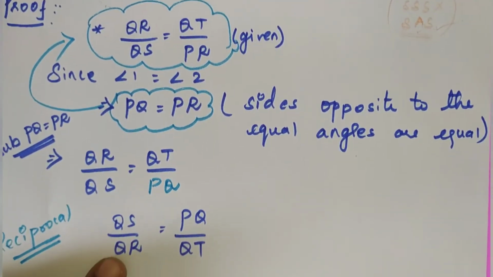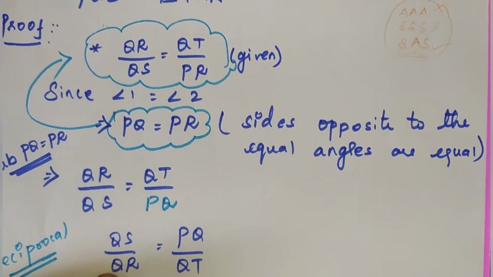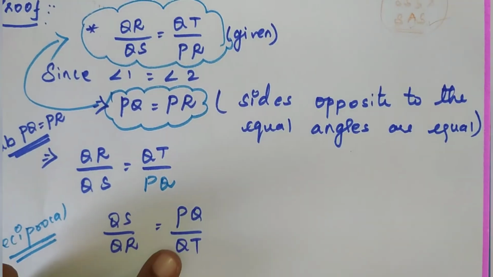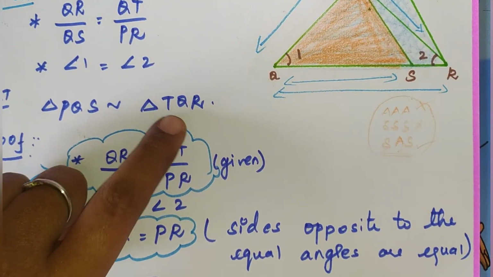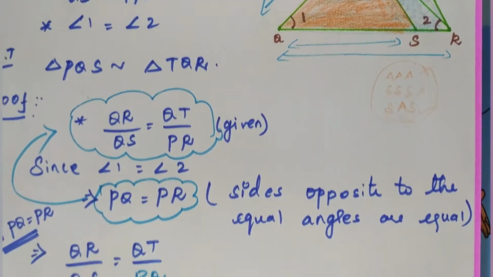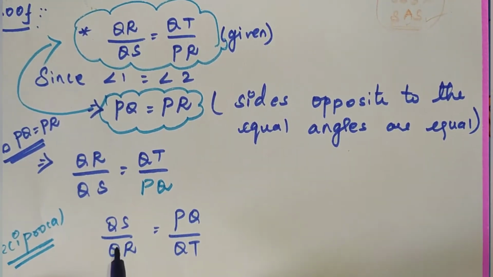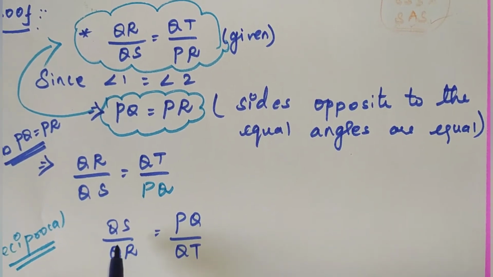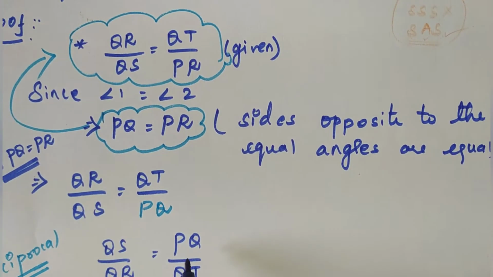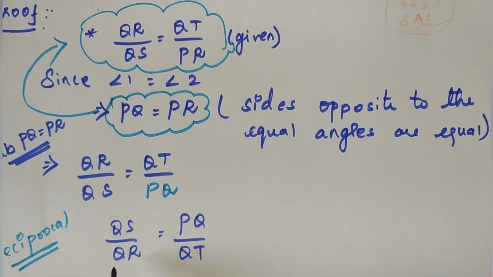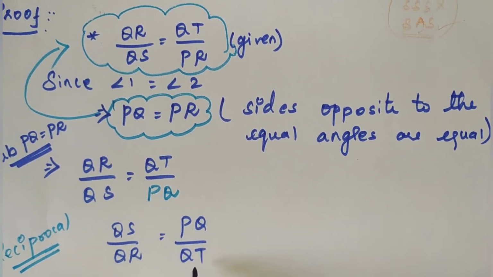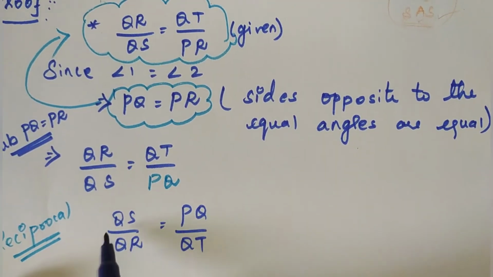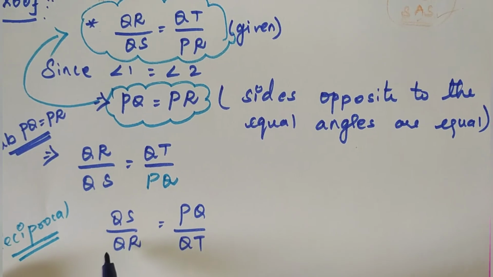See the denominator. QR. Yes, we have QR here. And QT. Yes, we have QT in the second triangle. So what you have to check? You have to check whether QS and PQ are in the first triangle or not. And you have to check QR and QT must be in the second triangle. Then only we can tell that the corresponding sides are in proportion.